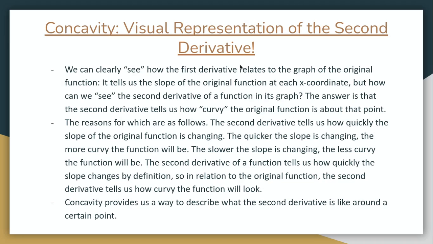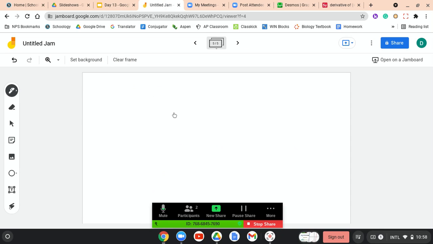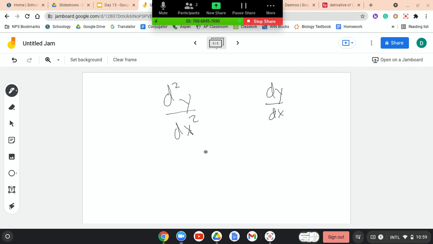All right. Concavity: the visual representation of the second derivative. Let's go into Jamboard. So we've been talking about the second derivative a lot, and I said eventually we would come back to understand what it means in the context of the original function. Because the first derivative, we can see super easily how that plays into the original function. It just represents the slope of the original function. But if I asked you what the visual representation of the second derivative is in the original function, you'd probably be like, I don't know. But it does exist, and I'm going to try and poke at it and see if we can get it out.